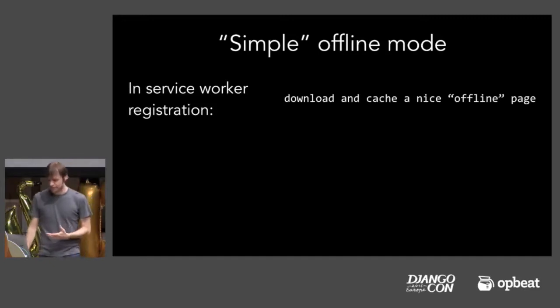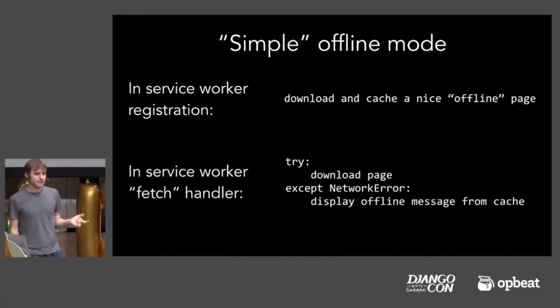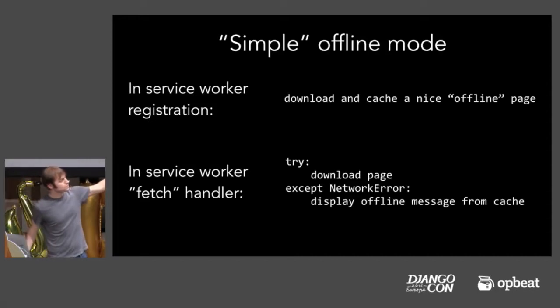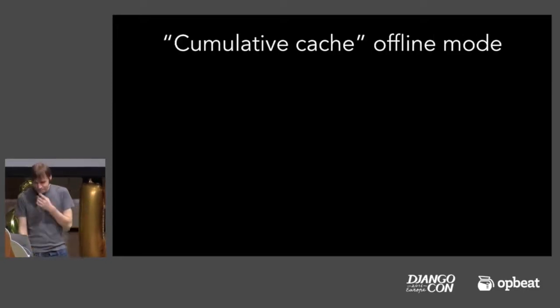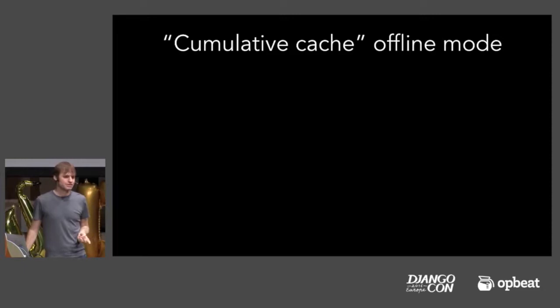And then in your fetch handler, you basically do, this is pseudocode, a try except. You try to download a page, and if there's a network error, fall back to the offline page. Makes sense, right? Okay. The second, more advanced way of using this is maybe what I might call cumulative caching.